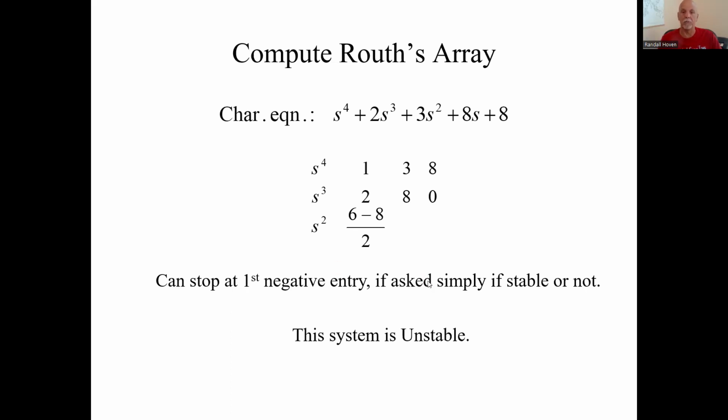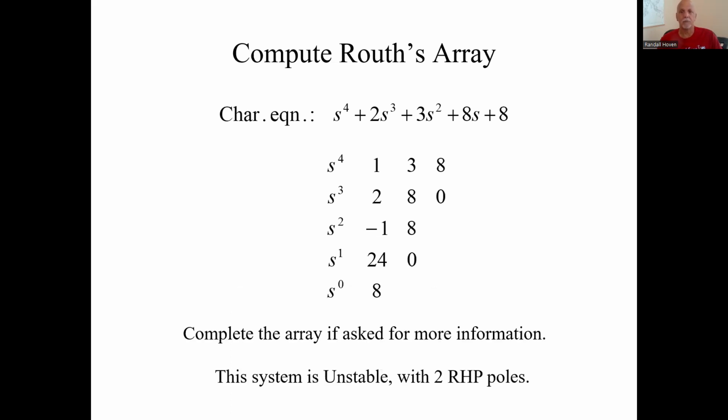Let's keep doing it. Let's say they also asked, how many poles in the right half plane? So let's see, we got 6 minus 8 minus 2 divided by 2, it's minus 1. And let's just pull it down with that trick. 8 over 0, just pull down the 8. So now we have minus 8, minus 16, minus 24, divided by minus 1, which is plus 24.